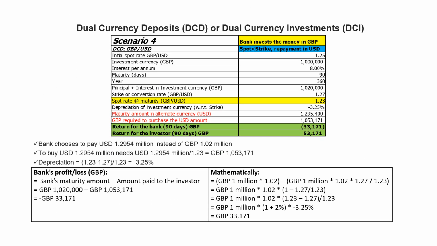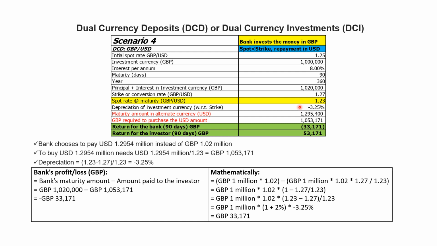Let's look at scenario 4. Here, the bank invests the money received from the investor in GBP. The repayment to the investor is done in US dollars, despite the fact that the spot rate is less than the strike at maturity. The spot rate on maturity is 1.23. That is, the investment currency has depreciated. The bank still chooses to pay the maturity amount in USD, which is the alternate currency. Normally, you would expect the bank to pay in the investment currency in such a scenario.